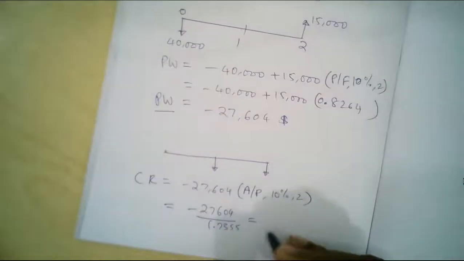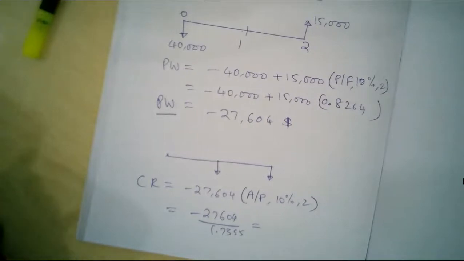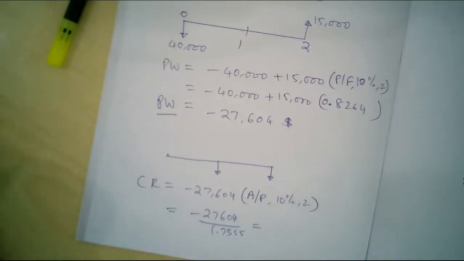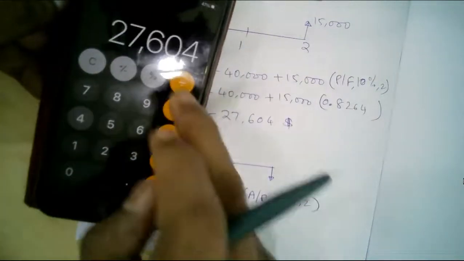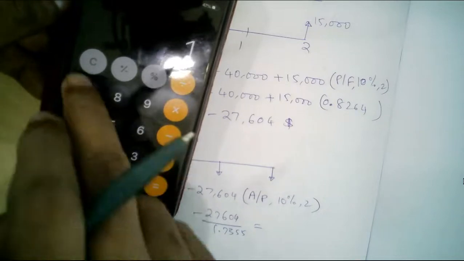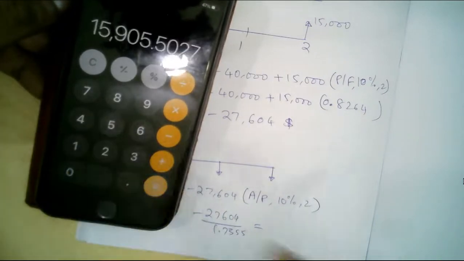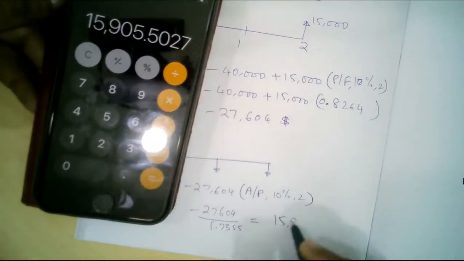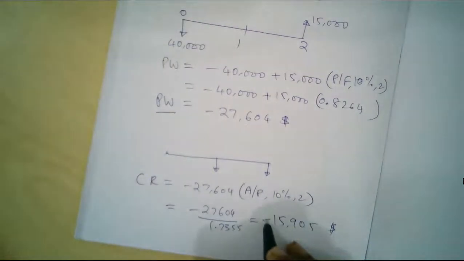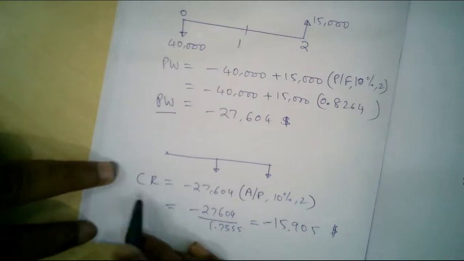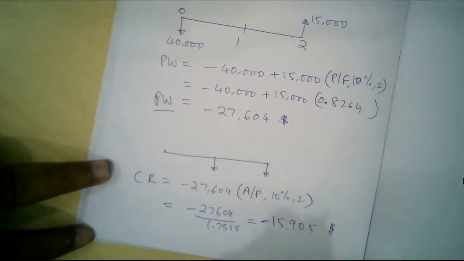So this value, 27,604 divided by 1.7355, I'm getting $15,905, with a minus sign. So this is actually the capital recovery cost, or CR it is called. That is exactly what is asked in the first question. What is the capital recovery cost?